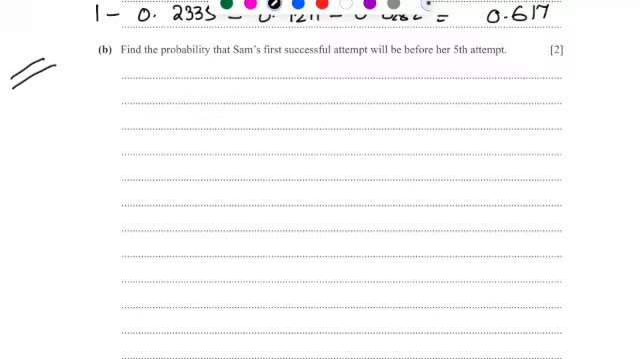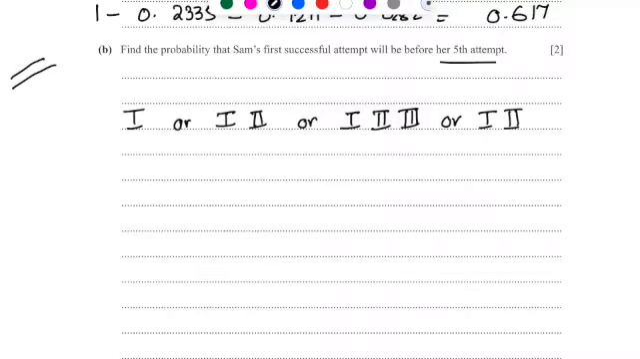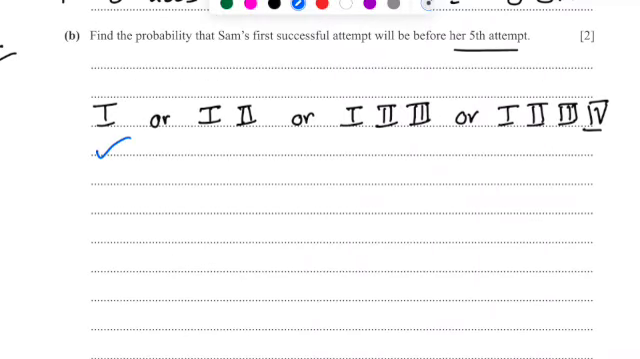Let's come to part B. Find the probability that Sam's first successful attempt will be before the fourth attempt. So the first attempt, or the first attempt fails and the second succeeds, or fail, fail and a pass, or fail, fail, fail and a pass.